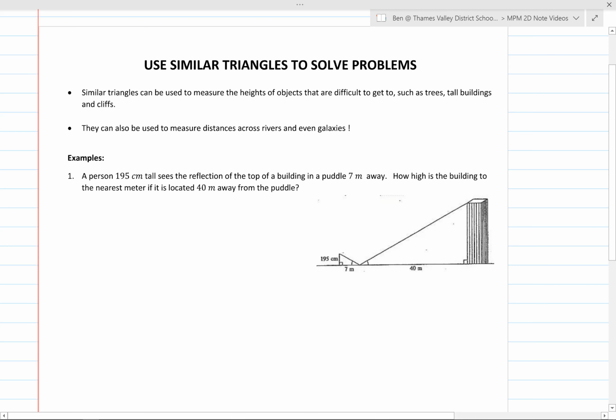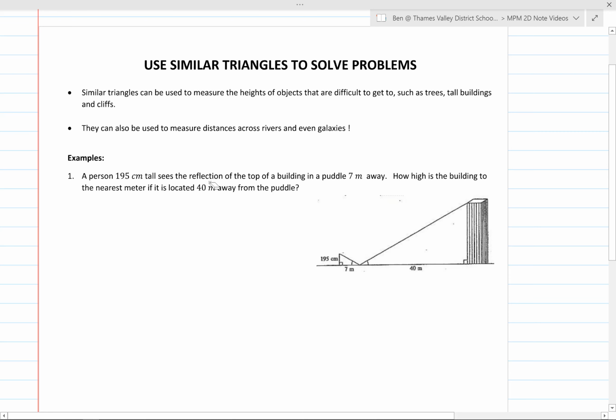All right, for the last lesson in this unit, we're going to use the similar triangles that we discovered to solve application problems. We can use similar triangles to measure the heights of objects that are difficult to get to: trees, tall buildings, and cliffs.